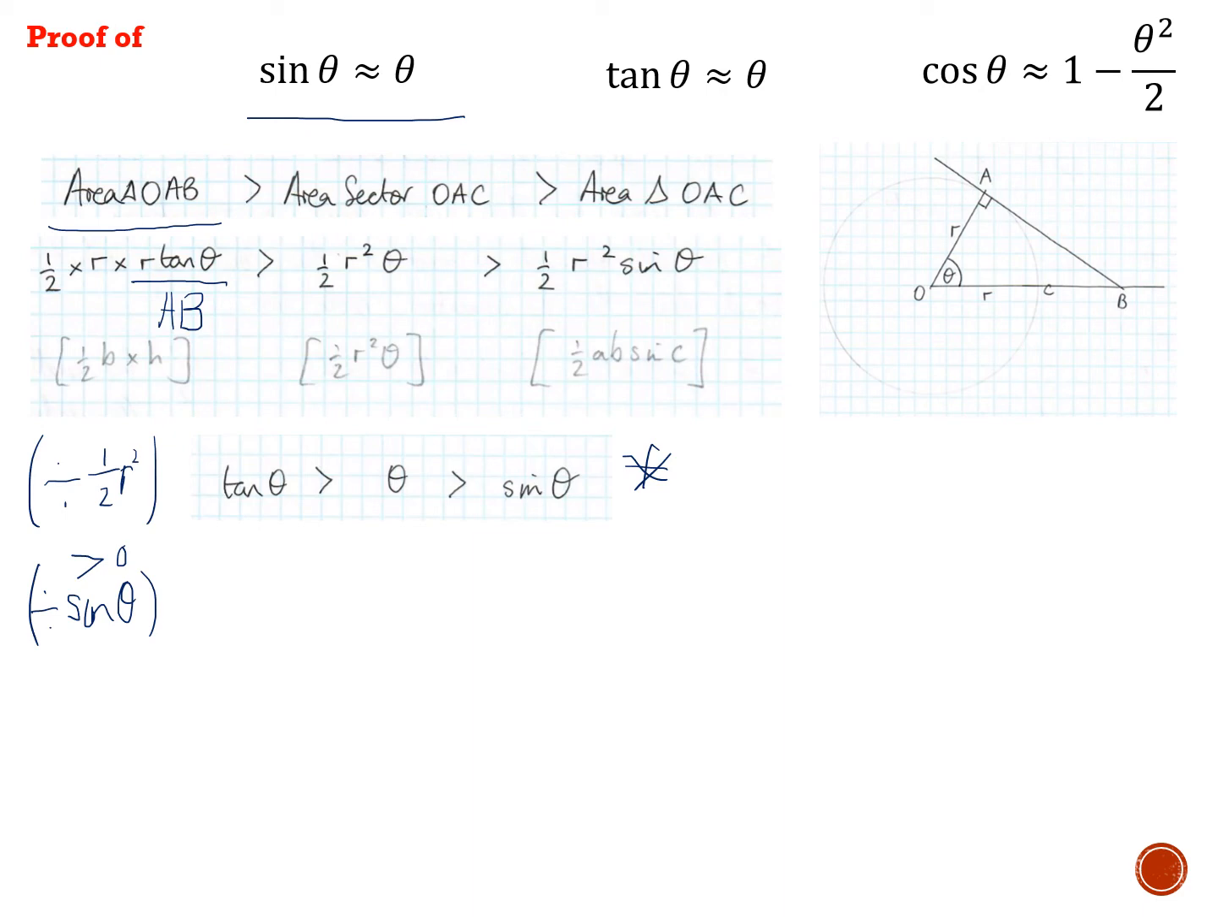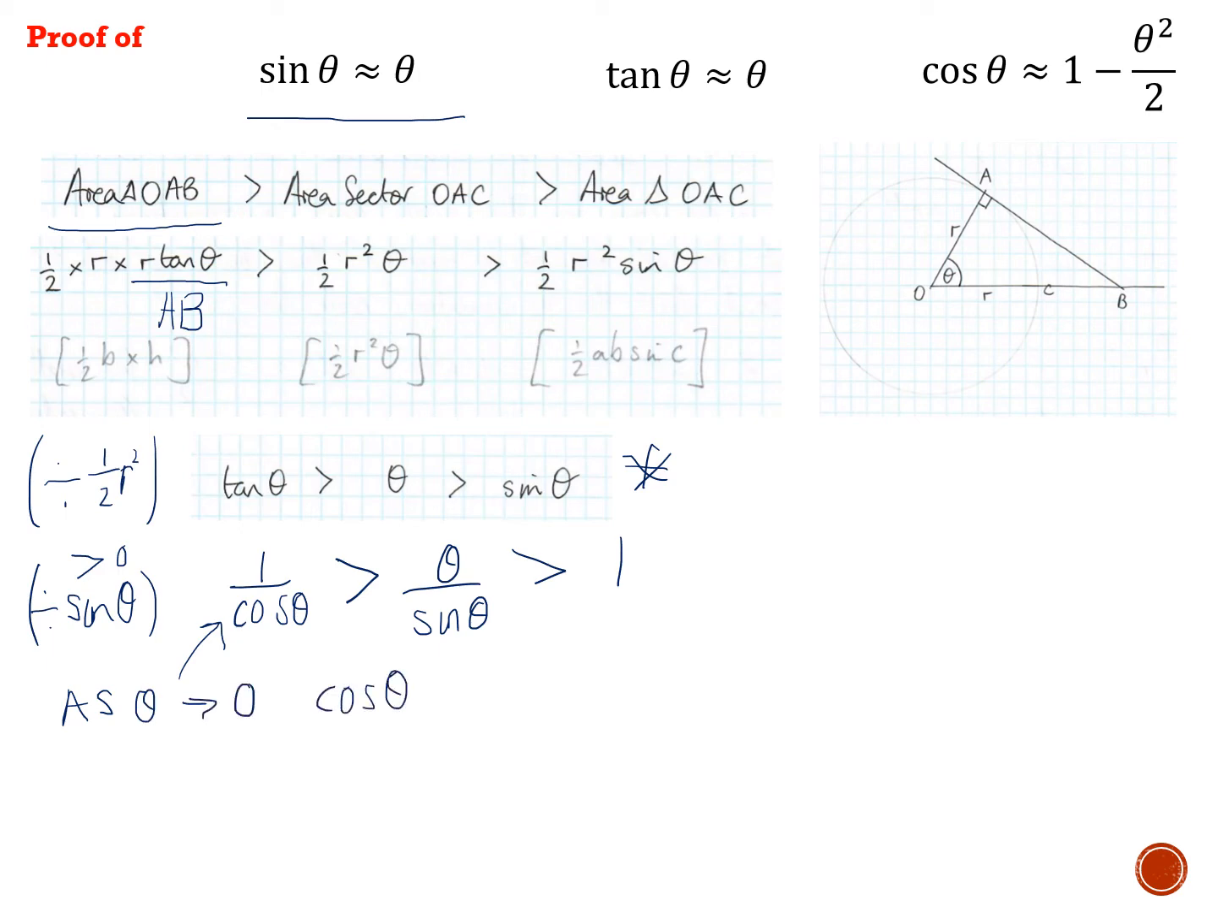Tan is sine over cos, so if I divide by sine, I end up with 1 over cos theta. Then theta over sine theta. And if I divide sine theta by sine theta, I get 1. Now we're going to have a look at what happens to this as cos theta becomes small. As theta tends to 0, think about your cos graph. Cos of theta will tend to 1.